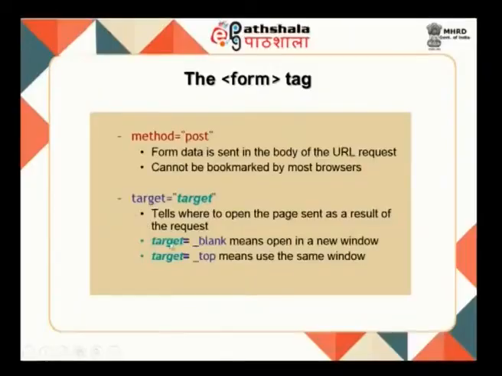And there is another attribute, the third attribute called the target attribute. It tells where to open the page as a result of the request. So, here the target can be given as underscore blank, or it can be underscore top, or underscore self, or underscore parent. So, there are different values that you can put in target: underscore blank, underscore top, underscore self, or underscore parent.